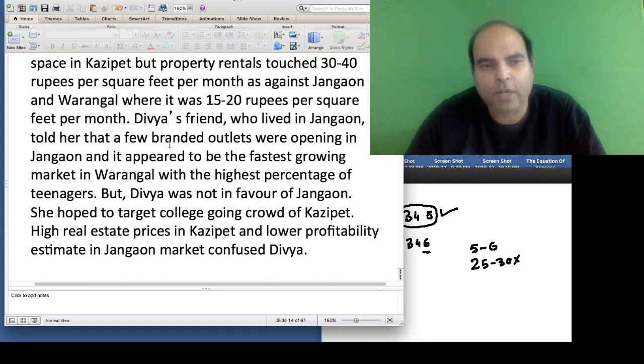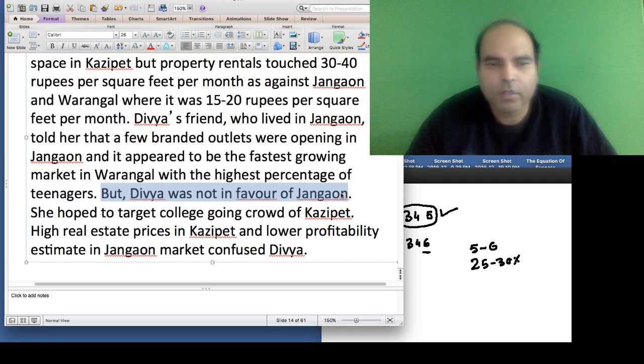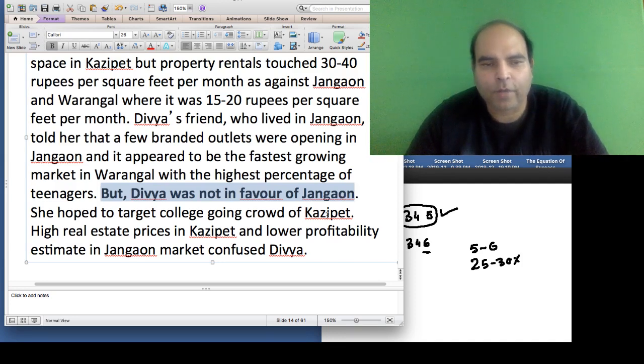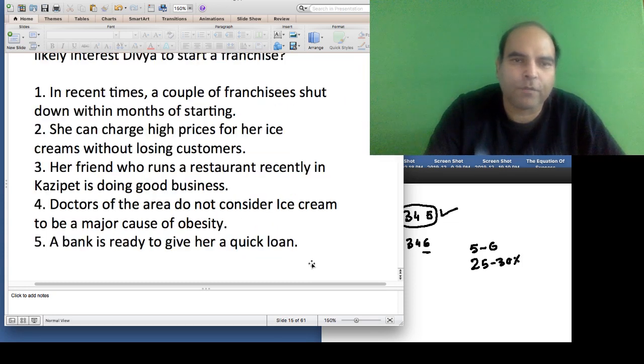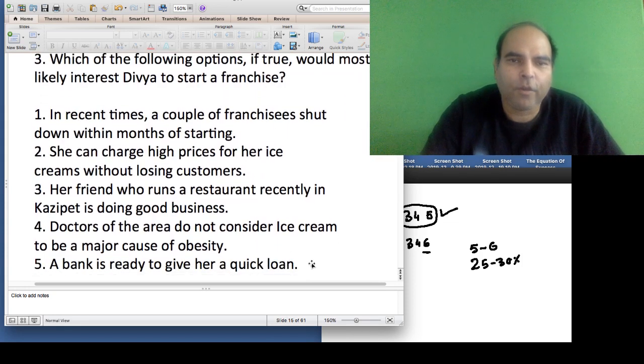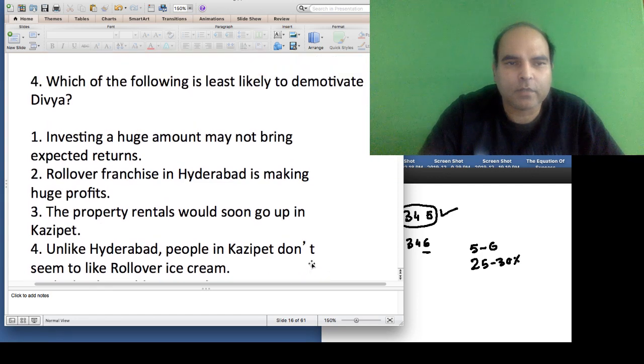Divya's friend who lived in Jangaon told her that a few branded outlets were opening in Jangaon. It appeared to be the fastest growing market in Warangal with the highest percentage of teenagers. But Divya was not in favor of Jangaon. She hoped to target college going crowd of Kazipet. High real estate prices in Kazipet and lower profitability estimate in Jangaon market confused Divya. Which of the following options, if true, would most likely interest Divya to start a franchise?